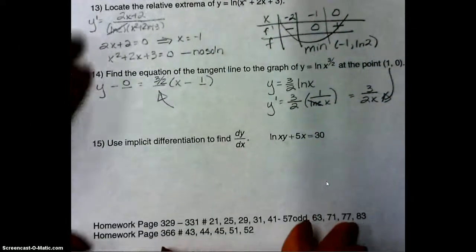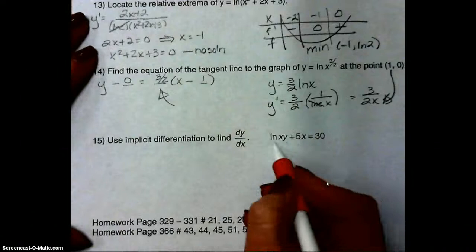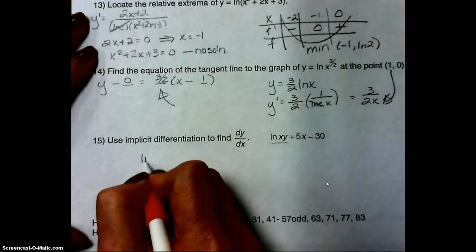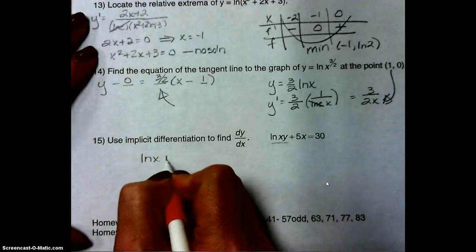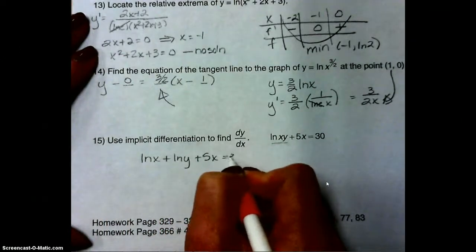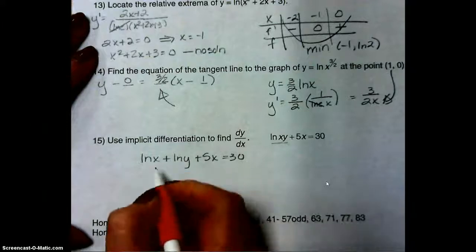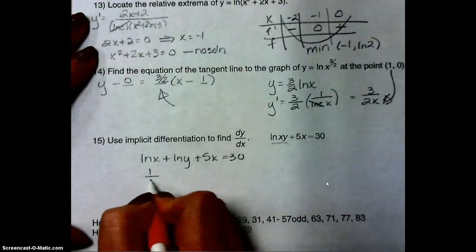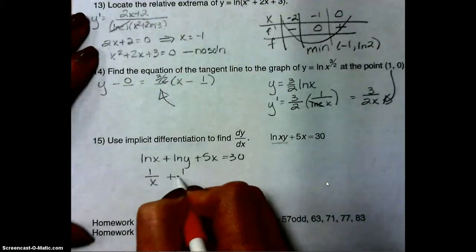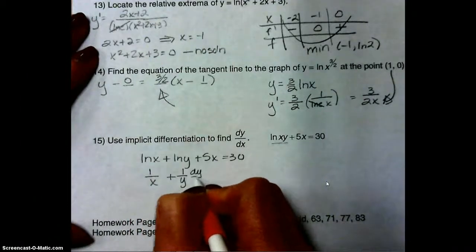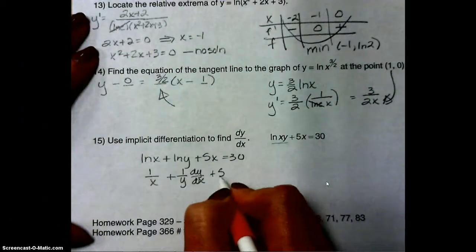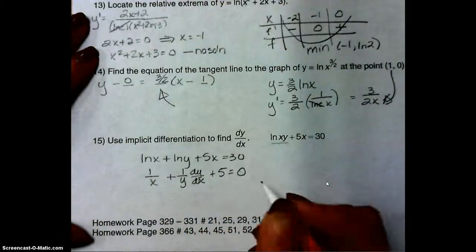Okay, and the last one is your implicit differentiation. I'm going to do a rewrite for my natural log of x plus natural log of y. Okay, the derivative of the natural log of x is 1 over x. I took a little shortcut there. The natural log of y is 1 over y dy dx. The derivative of 5x is 5, and the derivative of 30 is 0.